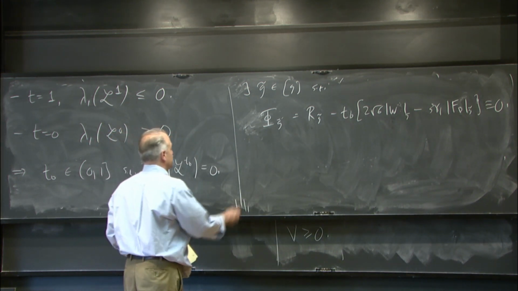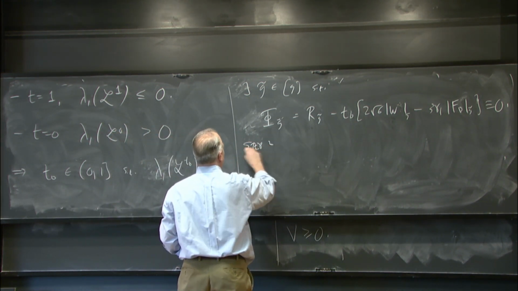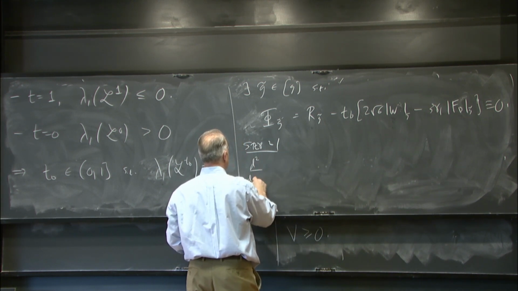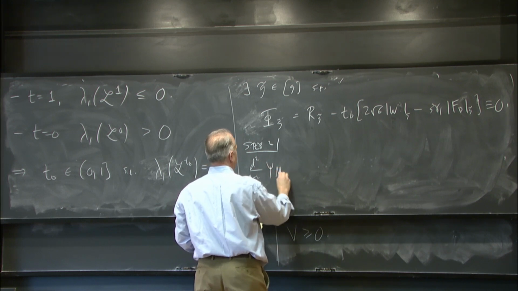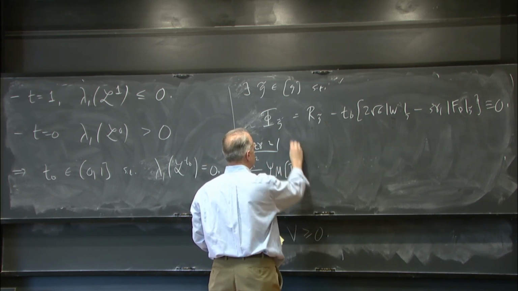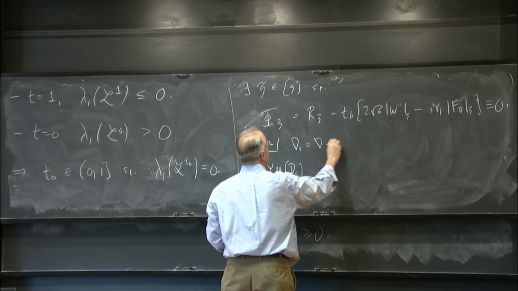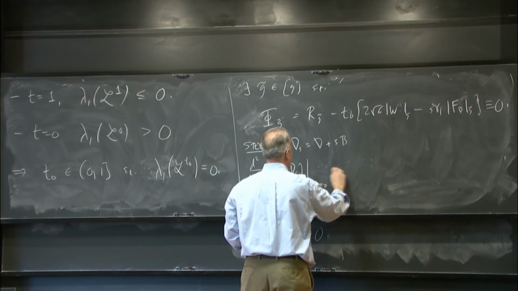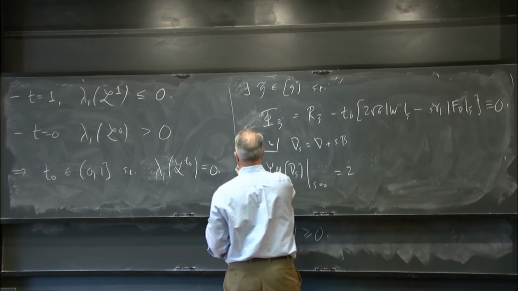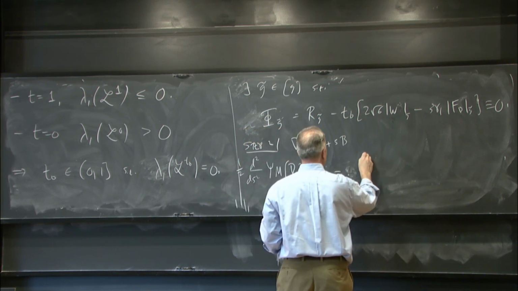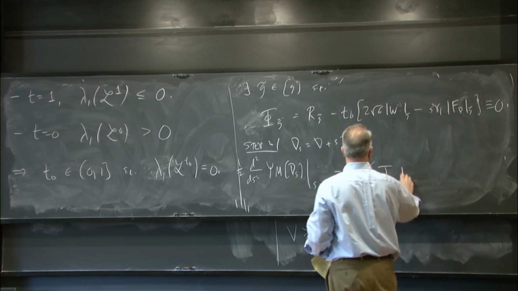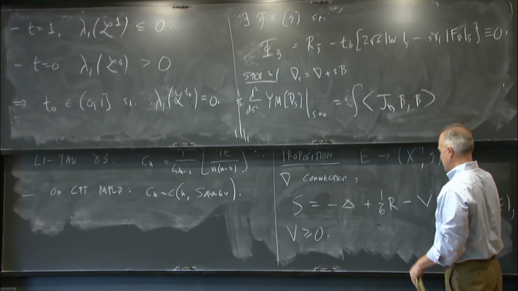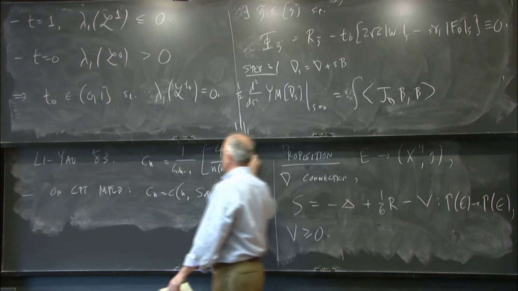OK, now let's go back to the second variation. OK, so remember that if you take the second variation of the Yang-Mills functional, so I vary the connection in this way. I take the second variation. I get 2 times, let me put a half over here to get rid of the 2. I get the inner product of the Jacobi operator acting on B, inner product on B. So that's the index form.